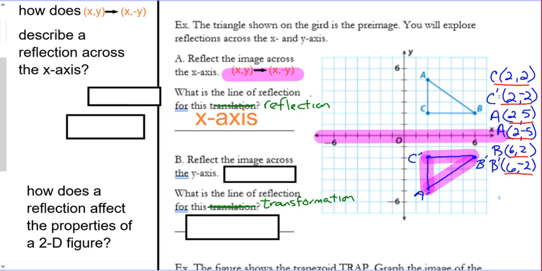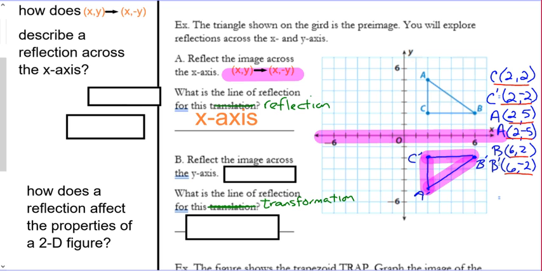We're going to go across the x-axis. When we go across the x-axis, basically that means we're flipping the shape across the x-axis. When you flip the shape, we have to be the same distance from the x-axis. So every point has to be the same distance from the x-axis. C was 2 away from the x-axis, so that's why the image of C has to be 2 away from the x-axis, okay? A was 5 units away, so the image of A has to be 5 units away, okay? That's what has to happen.